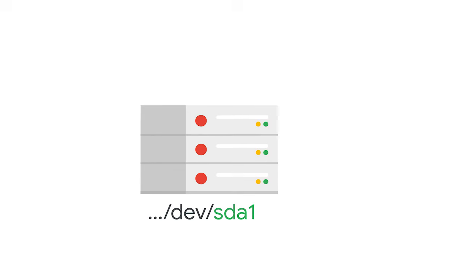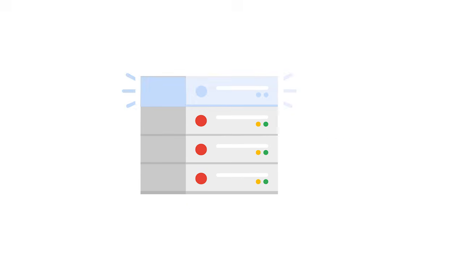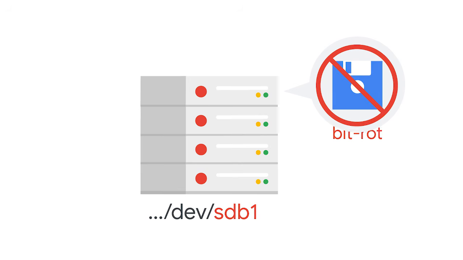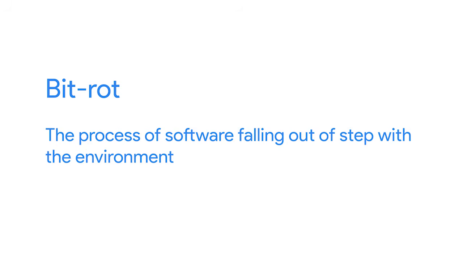Imagine an automated backup system that periodically saves the contents of a sales database. Let's say the automatic backup program uses a disk identifier like dev SDA1 to know where the data to be saved is stored. What happens if a new disk is added to the server and the disk identifier changes to dev SDB1? The automation will no longer be able to access the disk it thinks it should be backing up, and it will fail. This process of software falling out of step with the environment is sometimes called bit rot.